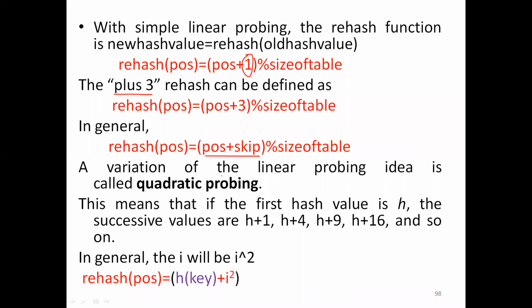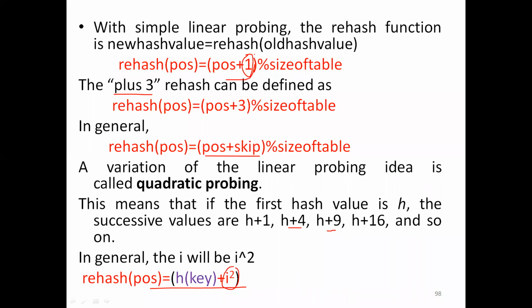The variation of the linear probing idea is called quadratic probing. So how does quadratic probing actually work? It works on the basis of i square: h plus 1, h plus 4, that is 1 square, 2 square, 3 square. I will check for the slots based upon the quadratic. So this is the hash function for quadratic probing, where I use i square.